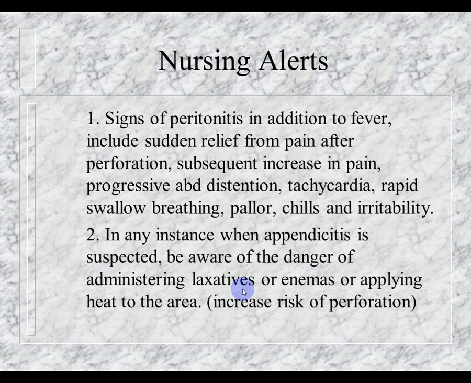Nursing alert, nursing alert, nursing alert. Number 1. Signs of peritonitis in addition to fever include sudden relief from pain after perforation with a subsequent increase in pain, progressive abdominal distension, tachycardia, rapid shallow breathing, pallor, chills, and irritability. So in other words, you've got a child you've been taking care of who's complained of diffuse abdominal pain that localized to the right lower quadrant, sits up in the bed, all of a sudden says, oh, I feel so much better, the pain's gone. That's not a good thing. Probably has had sudden relief from pain because of perforation.